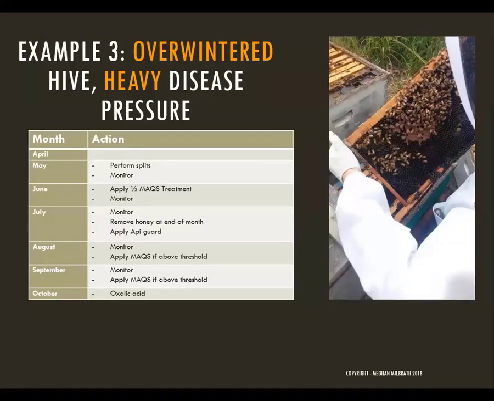So let's say it's May. I'm going to perform some splits. I'm going to monitor. In June, I'm doing the half Mite Away quick strips. In July, I'm going to monitor, and I'm just going to go ahead and put Apiguard on at the end of the month when I pull off my honey. In August, I just have the Mite Away quick strips if I'm above threshold.